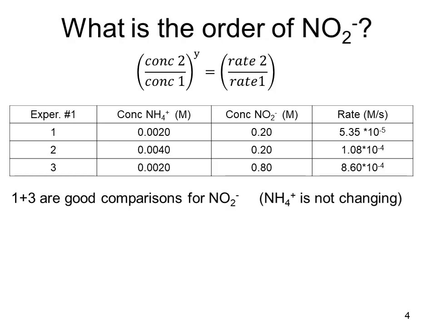All right, so now look at two trials for NO2 minus. Again, if you don't remember, figure out which two trials have NH4 plus not changing at all, and then use those two trials to figure out the change in rate for NO2 minus.